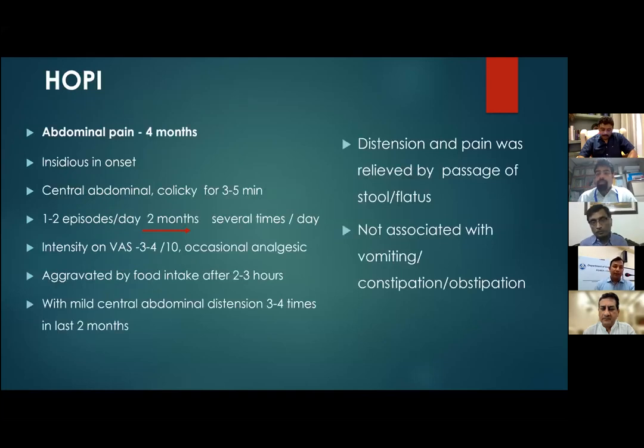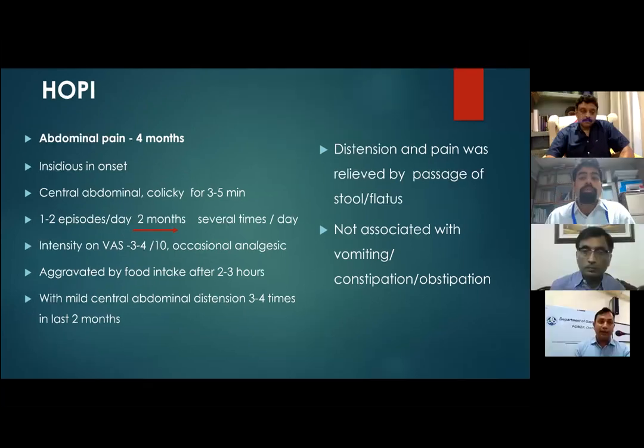On elaborating the history of present illness, his first complaint was abdominal pain, which started 4 months back. It was insidious in onset, and central abdominal. It's a crescendo-decrescendo type of pain that lasts for 3 to 5 minutes. At the outset, it was 1 to 2 episodes per day. For the last 2 months, the frequency has increased up to several times per day. On a visual analog scale, he said the intensity was around 3 to 4 out of 10, and he occasionally needed analgesics for the pain.